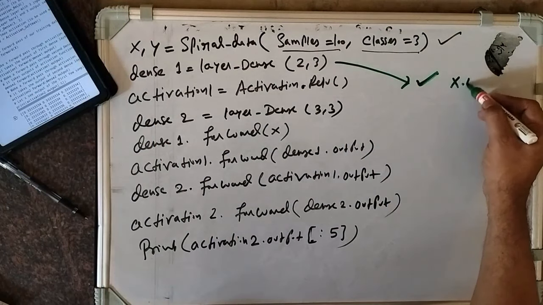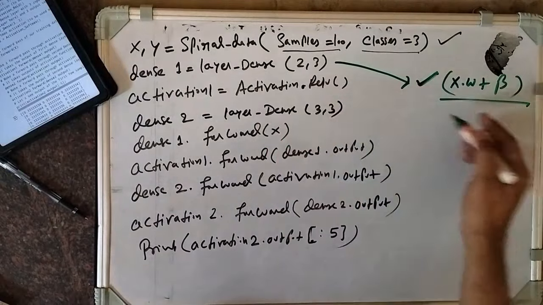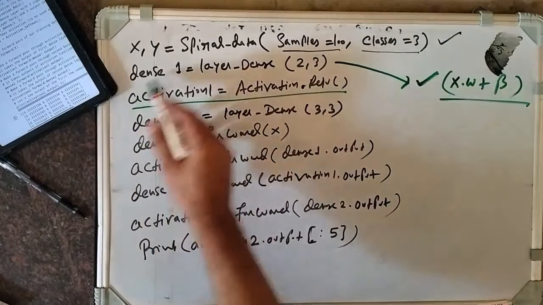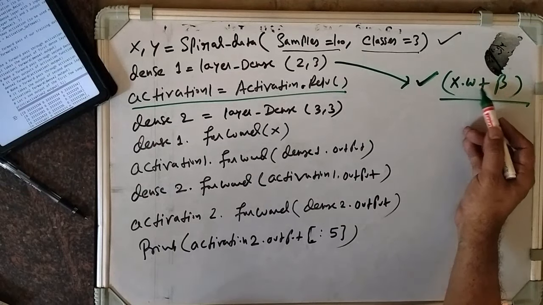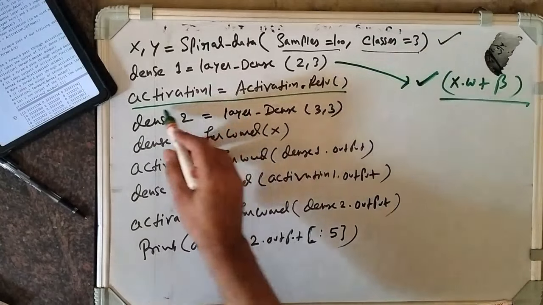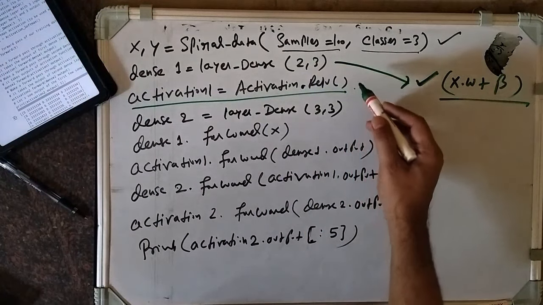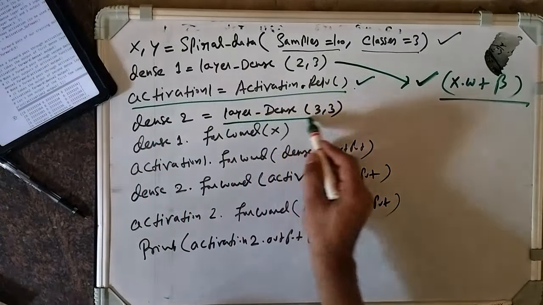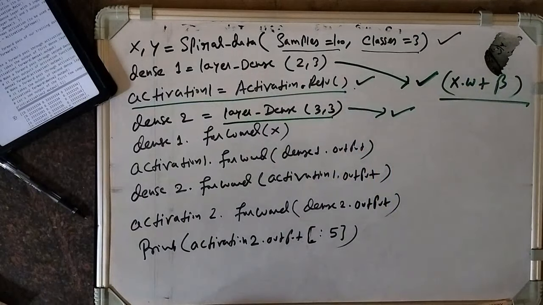So x comma w plus beta, the meaning of this one we already explained just before, whenever you use layer dense. Next we are taking the activation function ReLU, which I created. At first I take x dot w plus beta, then I use the ReLU function. Then dense 2 is equal to layer dense 3 comma 3. This time I am using 3 inputs and 3 outputs.